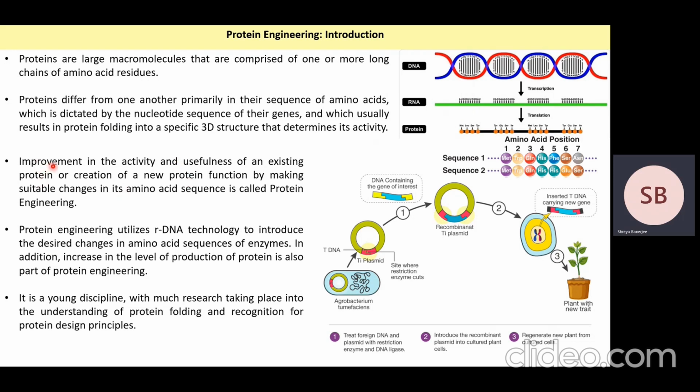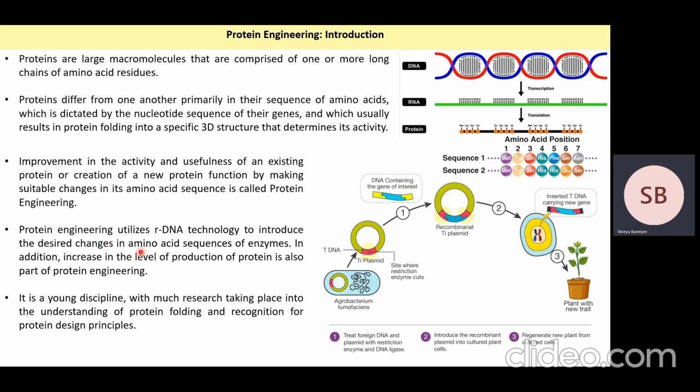And so improvement in the activity and usefulness of an existing protein or creation of a new protein function can be done by making suitable changes in the amino acid sequence. And this is called protein engineering. So as you know, depending on the sequence of a protein, it can adopt different structures. And depending on the structure, it can have different functions. So if we want a specific function of the protein, we need to have a specific sequence. And we can modify that sequence by changing the base pairs in the parent DNA.